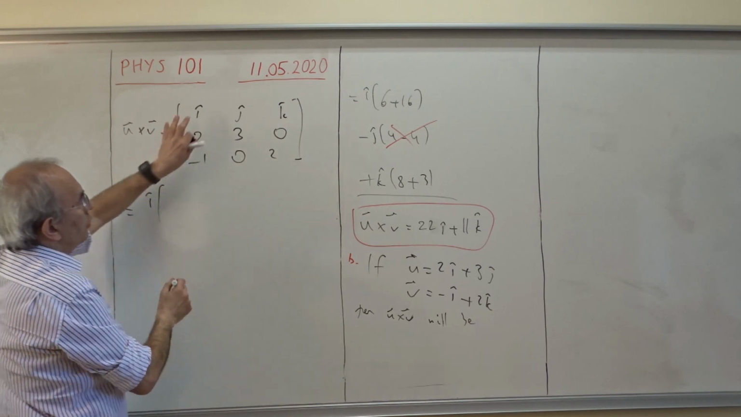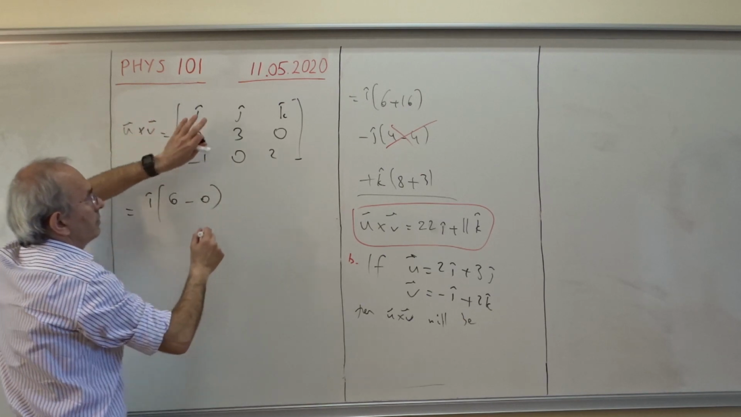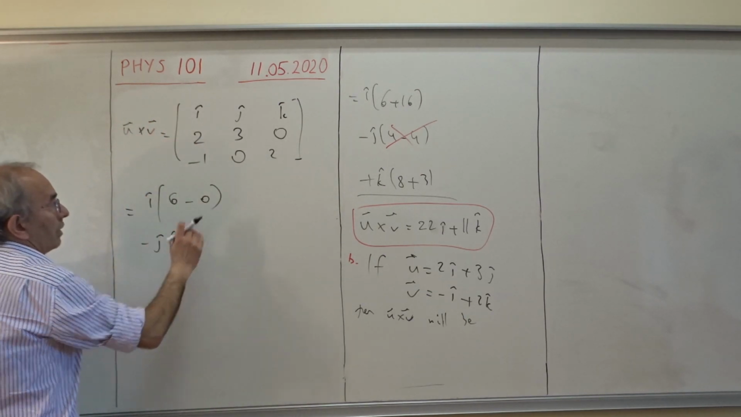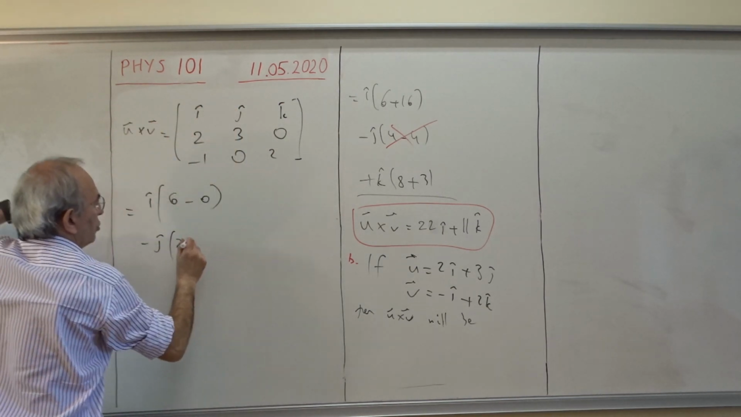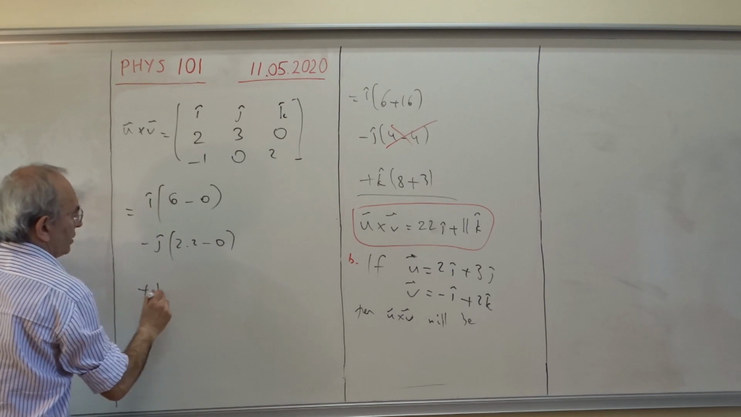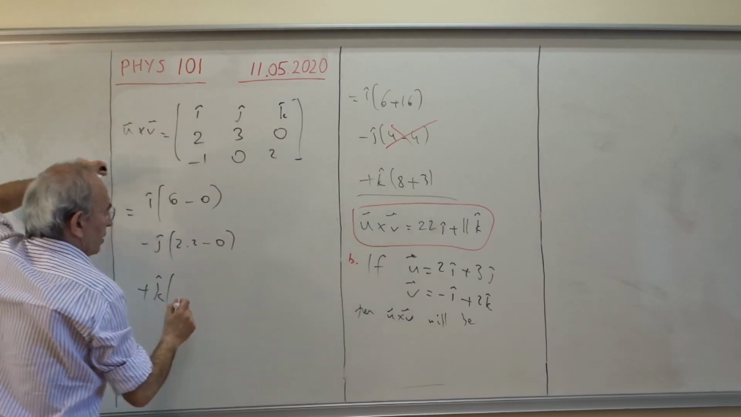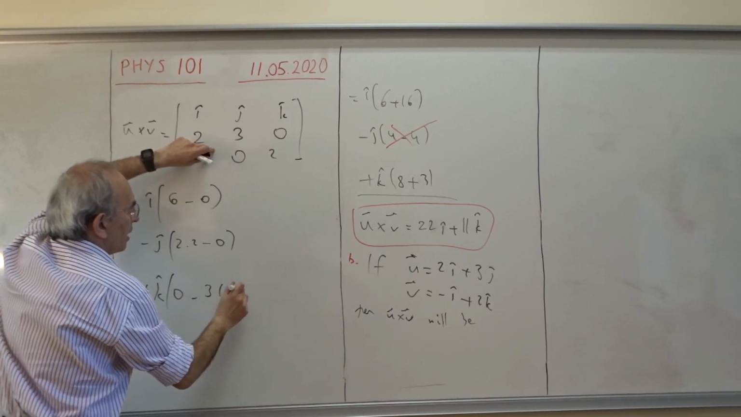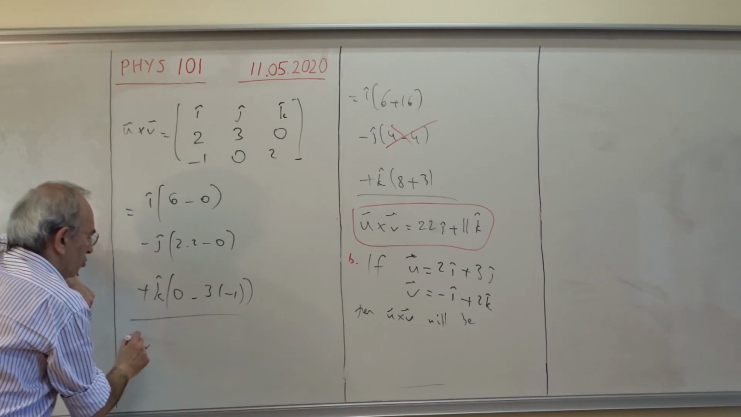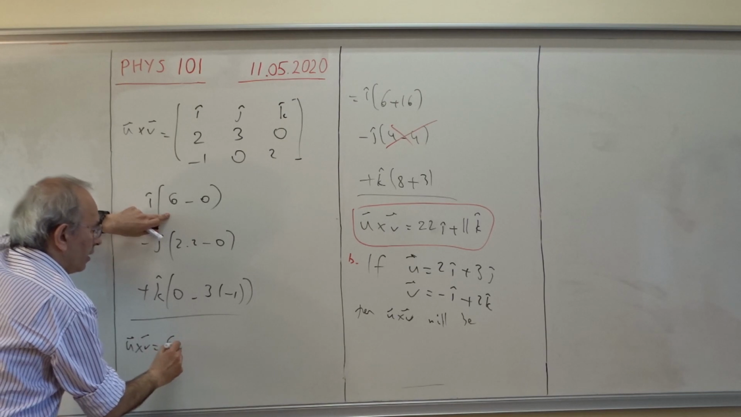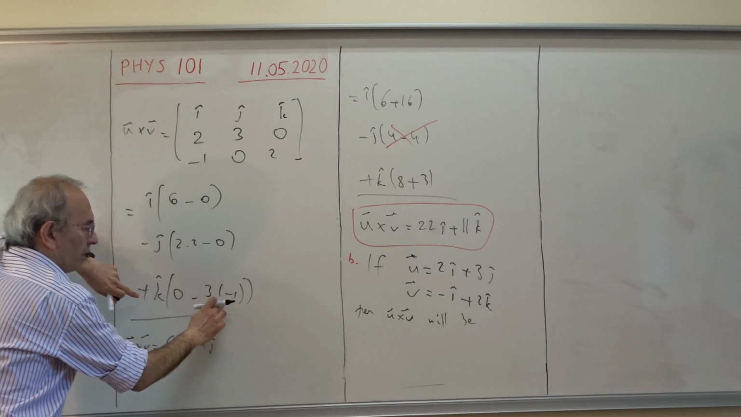Then i times, if you close these, you get 6 only. 6 minus 0. Minus j. You close this one. So 2 times 2 minus 0. And k. You close these and then 0 minus 0 minus 3 times minus 1. So the result will be u cross v now 6i minus 4j and plus 3k.